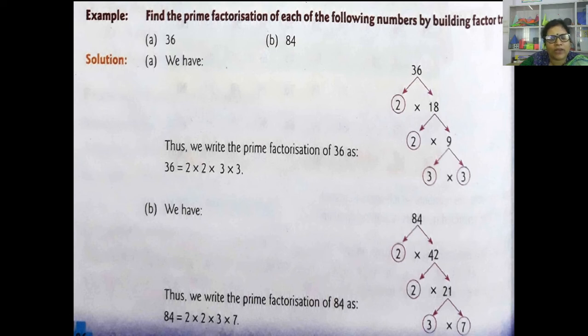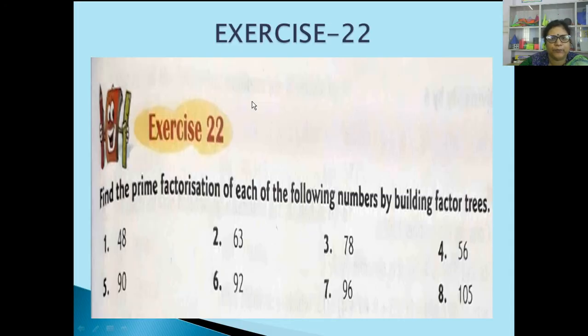But when we multiply all the factors, it will not be equal to the given number. Only when we write the prime factorization will it be equal to the given number.